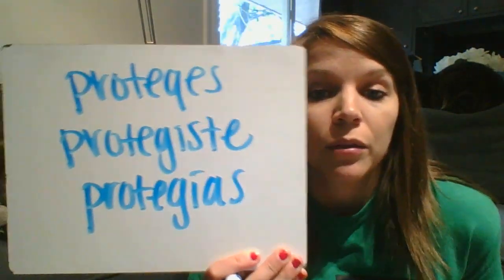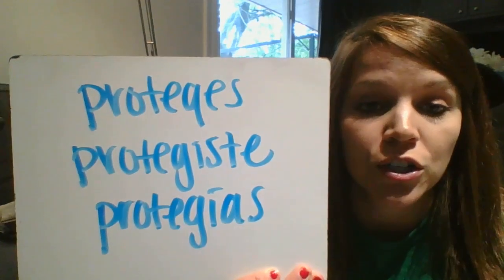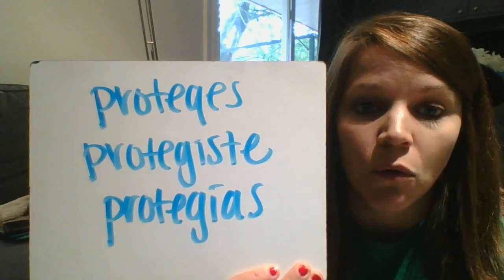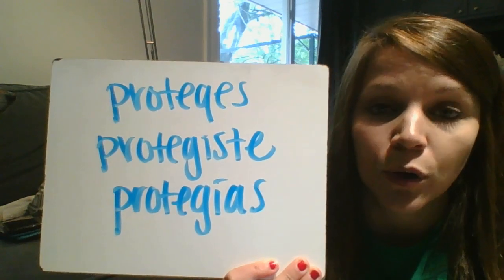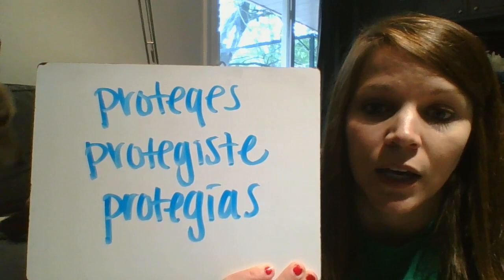So we end up with proteges. We did not change that G to a J. We do not need to. It's not the yo form. Protegiste, again, we did not change that G to a J. And protegías always has an accent on the I. Okay? All right. I guess you can pause. Technology, right? Why am I holding it up again? All right, great.